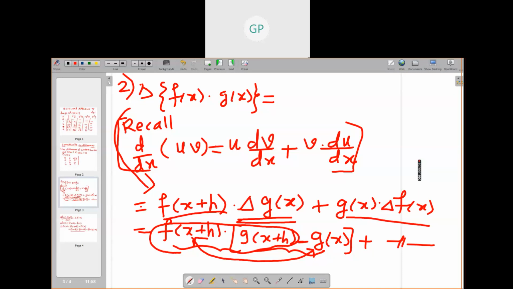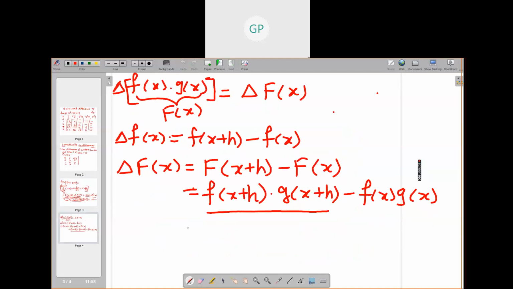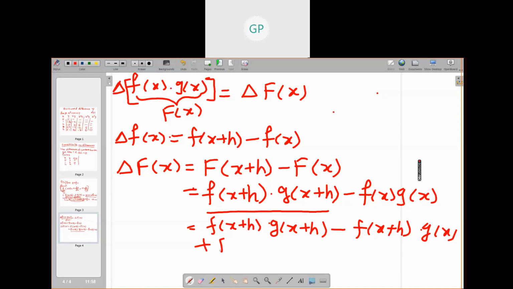And here also in this term, if you add and subtract this product, f of x plus h into g of x, then g of x you can take common and you can have f of x plus h minus f of x. So what we will do is we will add and subtract that particular term: f of x plus h into g of x plus h minus f of x plus h into g of x. This term I am going to add and subtract, as if it is not there. These adjustments in mathematics are always allowed.